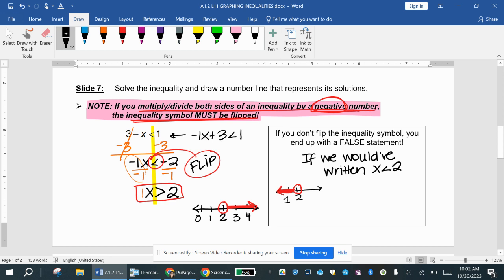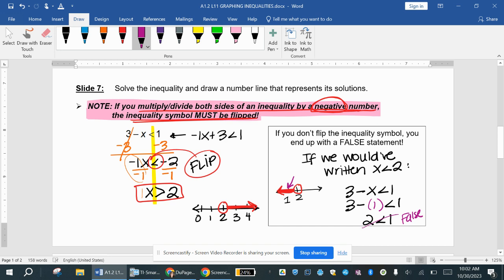But when I substitute that into the original problem, 3 minus, right? Notice that I'm going to pick the 1 as my answer. I would get a false statement. 3 minus 1 is 2, and 2 is not less than 1. So if I had forgotten to flip the inequality, I'd be telling the wrong answers.